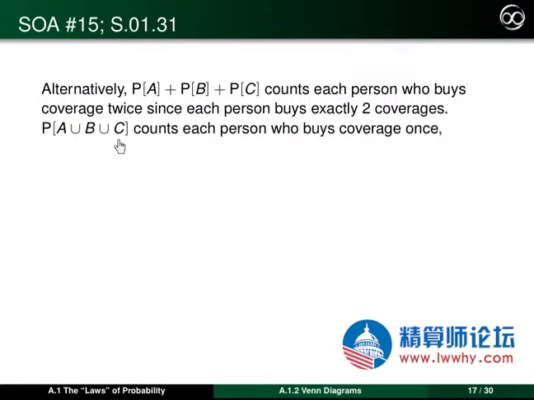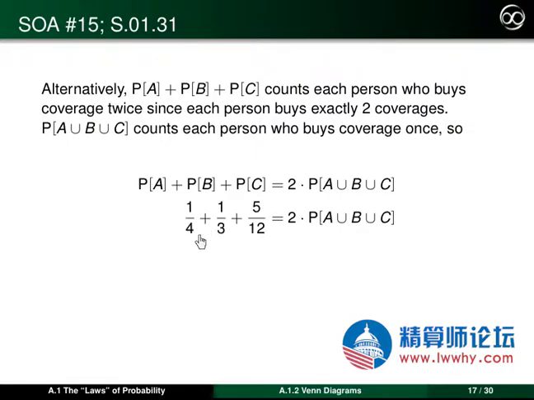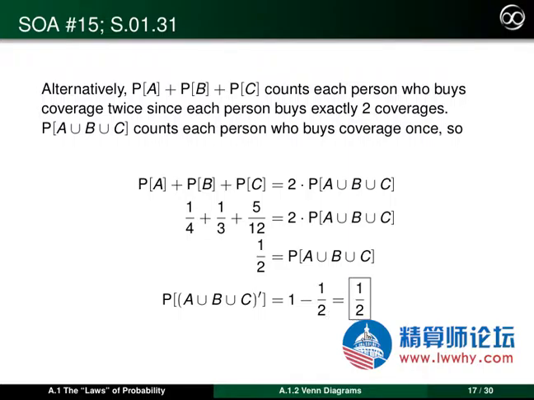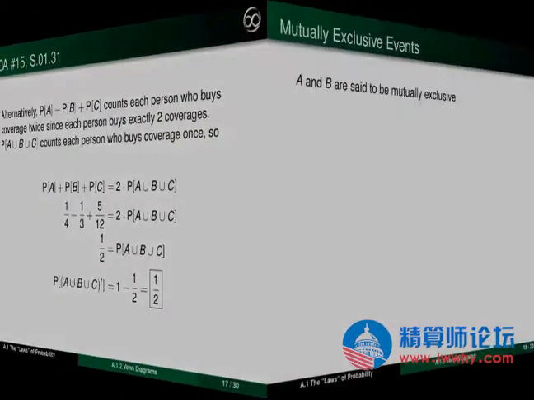What about the probability of A union B union C? That's everybody who buys coverage. But since everybody who buys coverage buys 2 coverages, this is counting everybody once, and this is counting everybody twice. So the sum of my probabilities is twice the probability of the union. My probabilities, I all know, I can just plug them all in. And so I get that the sum of these probabilities is twice the probability of the union. So 1/2 is the probability of the union. I want the probability of the complement, so I want 1 minus that, 1/2. So again, I get 1/2 doing it this way.